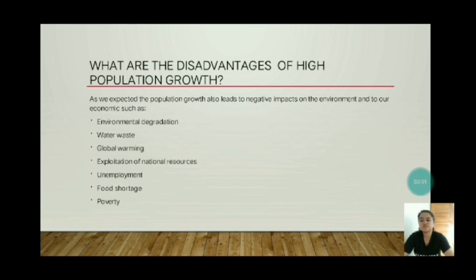And next is the unemployment. Yes, this is very common jud. Too many people ba nga na is loss of opportunities to find a job. Next is the food shortage. So if wala kay trabaho, maglisod kag pangita og pagkaon.